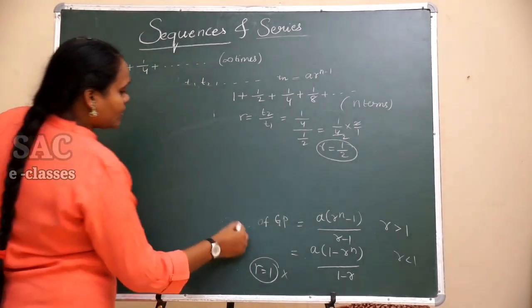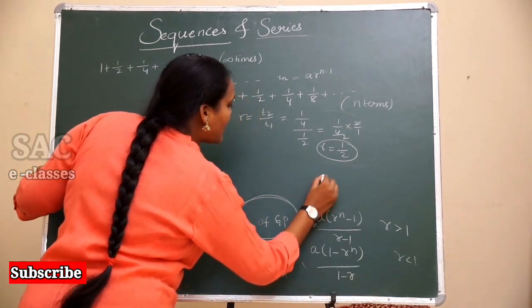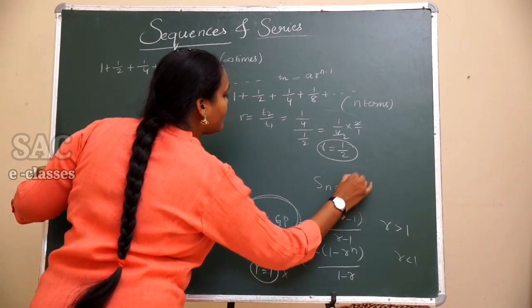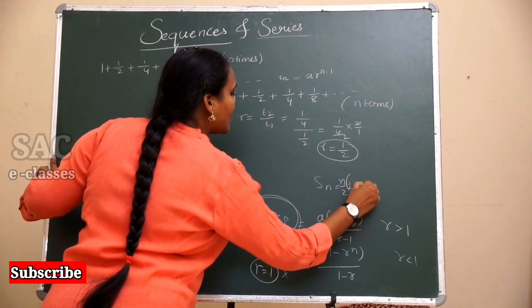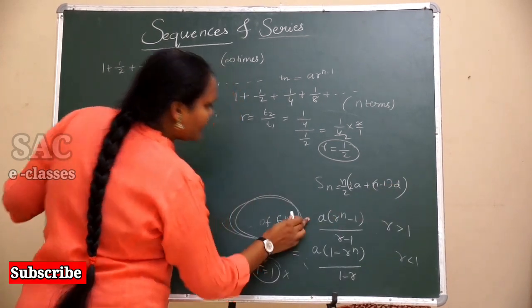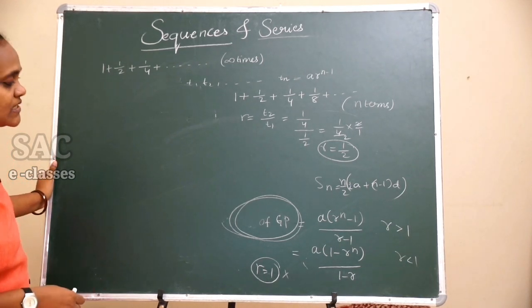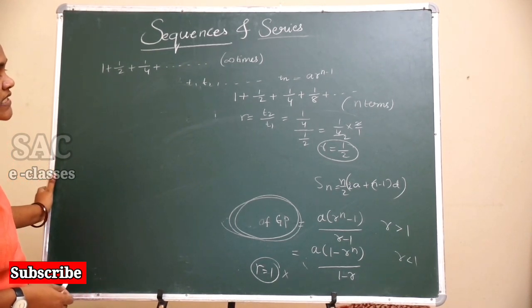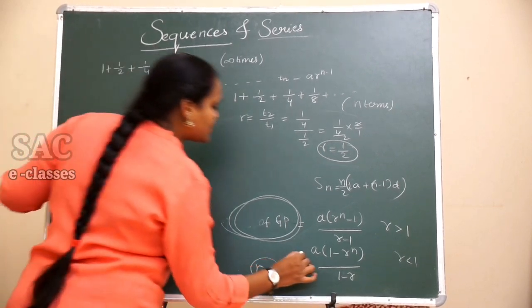What I am saying now is, the sum of n terms of AP has two formulas, not like the sum of n terms of AP, which is n by 2 into 2a plus n minus 1 into d, not in that way. So what is the formula we are having? a into r power n minus 1 by r minus 1 and a into 1 minus r power n by 1 minus r. Which formula is better to choose?